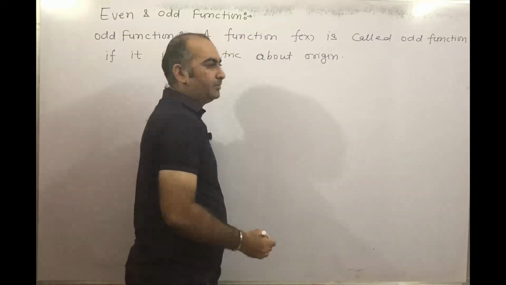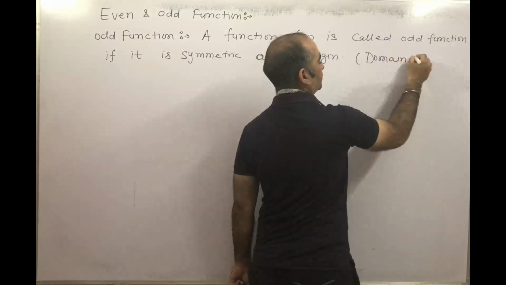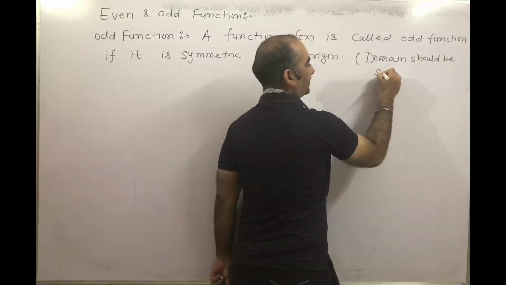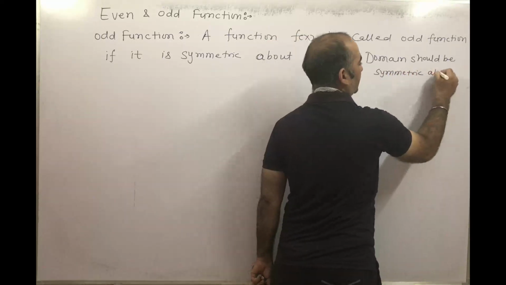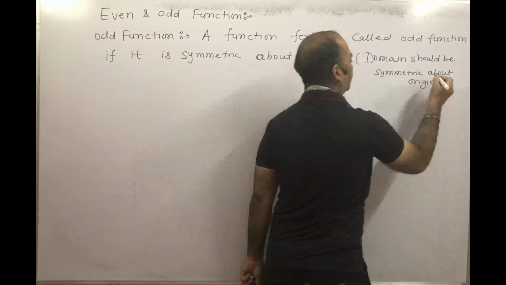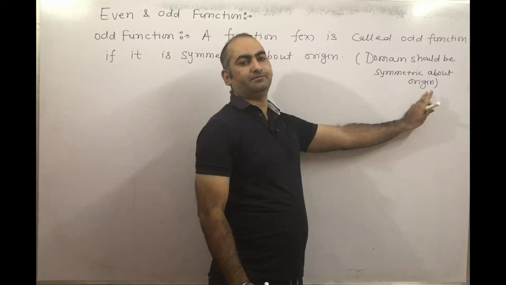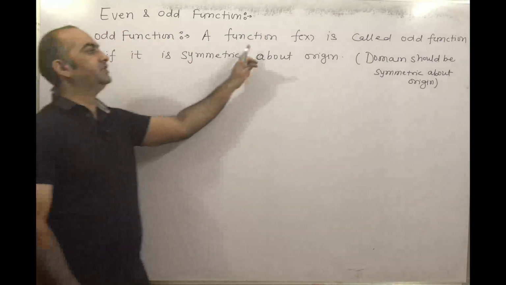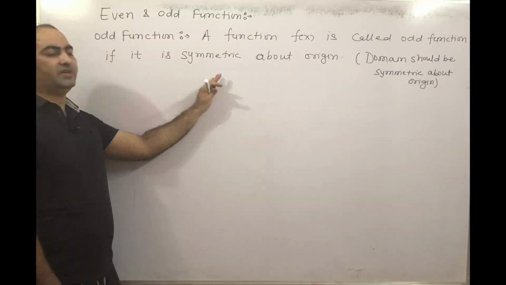In bracket, domain should be symmetric about origin. For even and odd function, the first thing we have to check is that the domain should be symmetric about origin. So here what we are saying, odd function is what? A function f(x) is called odd function if it is symmetric about origin.